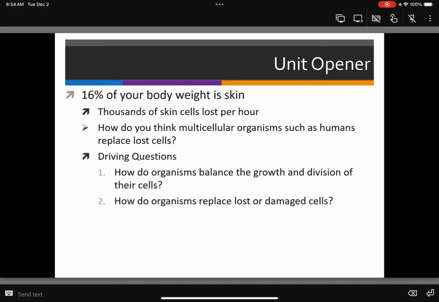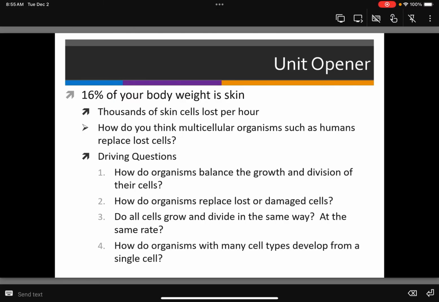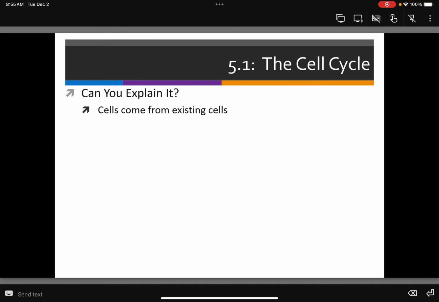How do organisms replace lost or damaged cells? Reproduce. More to it than that though, but yes. Do all cells grow and divide in the same way and at the same rate? No. And how do organisms with many cell types develop from a single cell? Okay, so things to kind of keep in mind as we go through our notes.